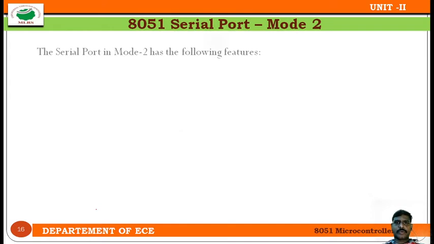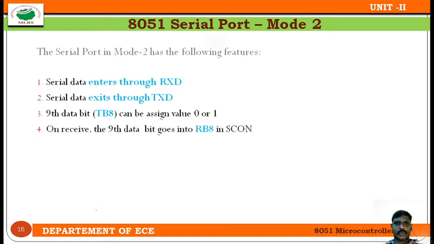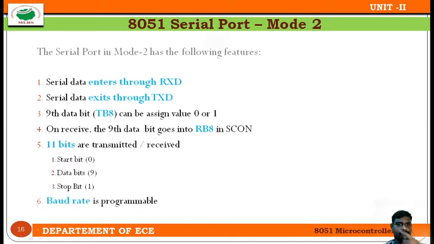Serial mode 2 has the following features. Data enters through the receiver pin and exits through the transmit pin. The ninth data bit, TB8, can be assigned the value 0 or 1. On receive, the ninth data bit goes into RB8 in the SCON register. 11 bits are transmitted using the transmitter and receiver: one start bit, 9 data bits, and one stop bit. The baud rate is also programmable here.